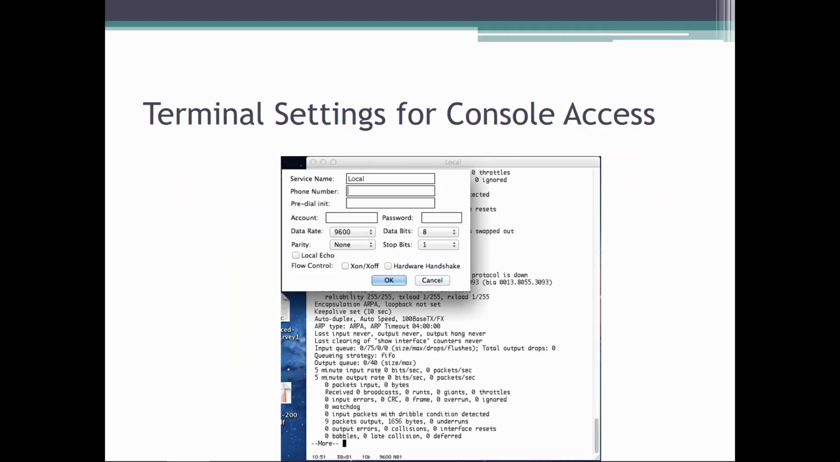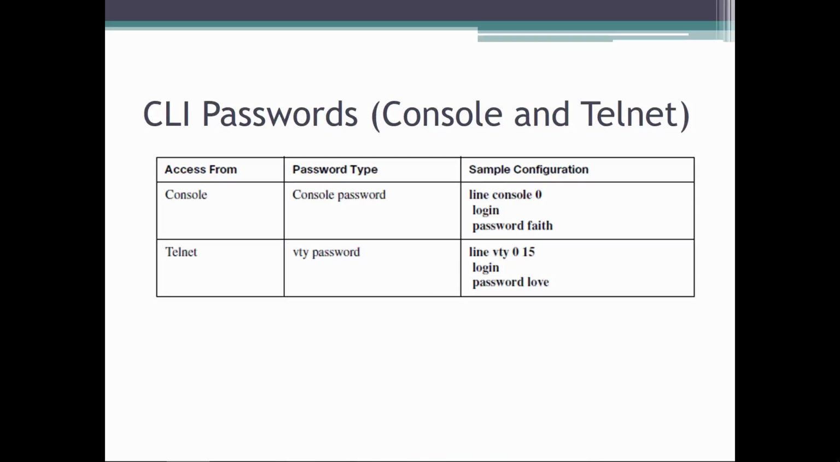The terminal settings, normally we are looking at a direct console. We're looking at a data rate of 9600. The data bits will be 8, the stop bit will be 1, and there should be no parity. So how do we configure this? From our console, we could set a console password, or if we're doing a telnet, we could set a VTY password, or virtual terminal password.